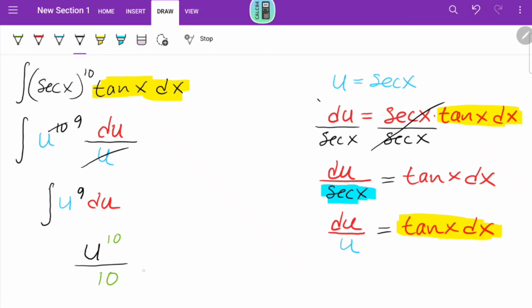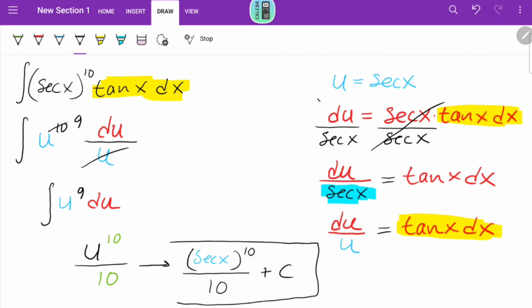Remember, u is equal to secant of x. So that's going to be secant of x to the 10th power divided by 10 plus c. Or we can write that as secant to the 10th x over 10, or rather 1 over 10 times secant to the 10th power of x plus c.